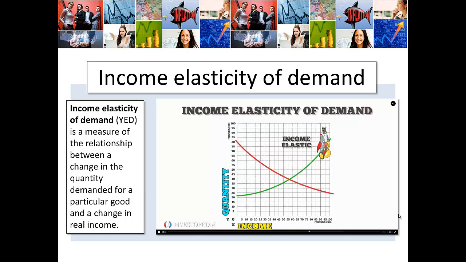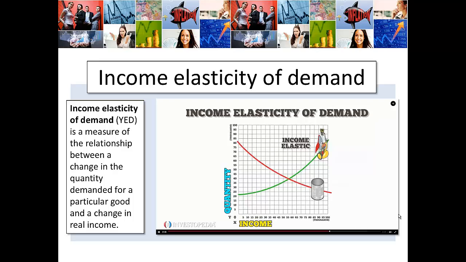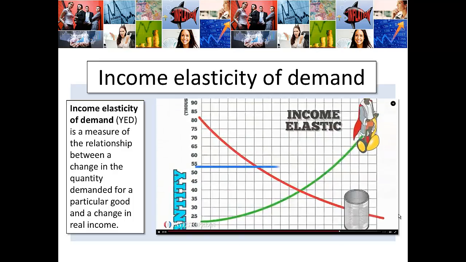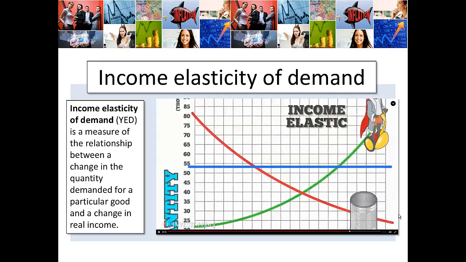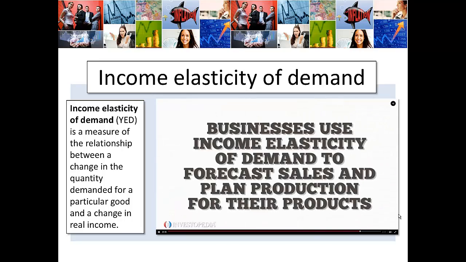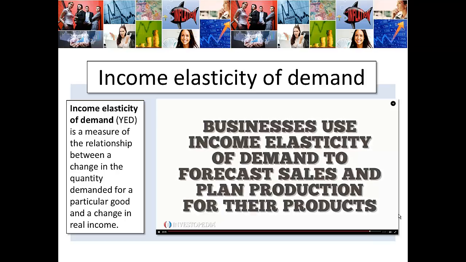Examples of inferior goods are public transportation and canned goods. Finally, some goods are immune from demand changes due to changes in income. These types of goods have a curve that is flat, meaning demand stays the same as income rises. These are usually consumer staples that people buy no matter what their income. Examples include soap and toilet paper. Businesses use income elasticity of demand to forecast sales and plan production for their products.